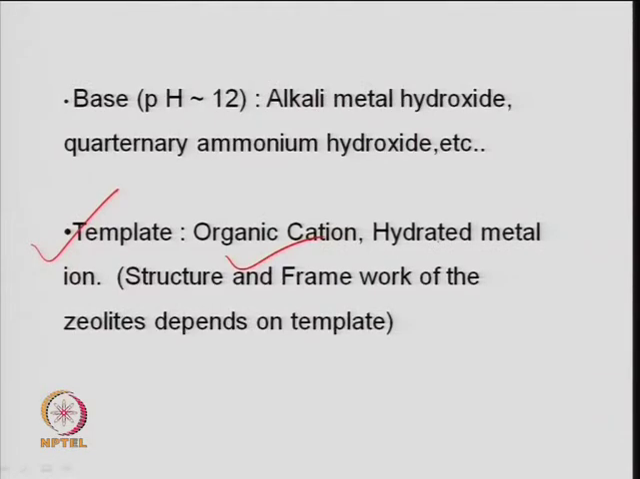So, organic cations, hydrated metal ions, these can be used as a templating agent, right. Structure and framework of zeolite depends on the template. So, selection of the template is also important, right. So, you can use glycerol, you can use alcohols, isopropanol. So, these can also act, but there are several other types of templating agents in the form of organic cations, right, which can be the structure building agent for the synthesis of the zeolite.